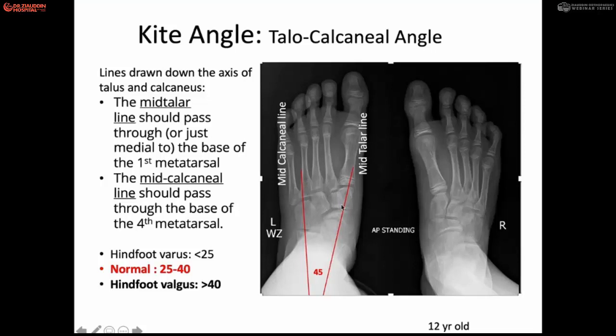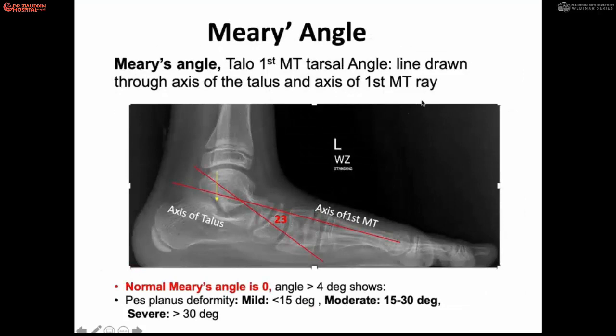The angle formed by these lines is called the Kite angle, and it reflects the hind foot varus; the normal value of this angle is 25 to 40 degrees. When the angle increases, it means the forefoot is deviated laterally. This Kite angle increases in the AP view, which is mostly the weight-bearing view. It indicates an increase in the Kite angle, which is the metatarsal-calcaneal and metatarsal-talar angle. The Kite angle increases in pes planovalgus deformity or congenital vertical talus.